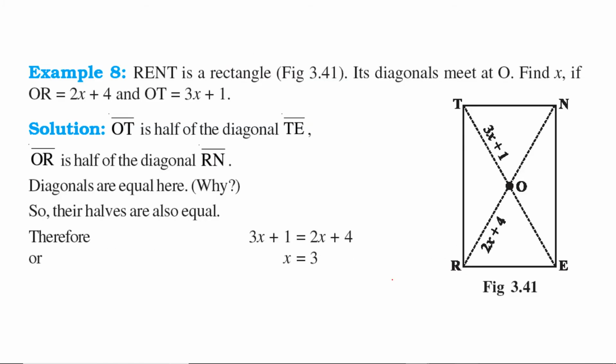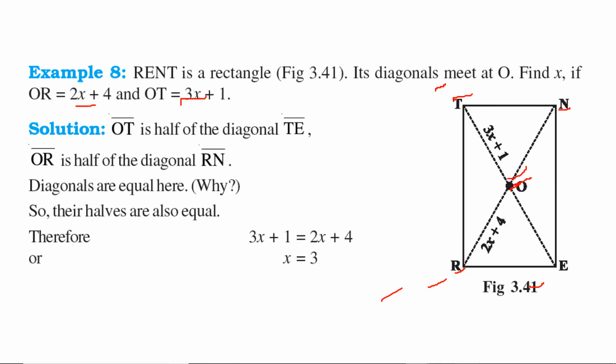We'll take an example here. RENT, this is a rectangle. Its diagonals meet at O. We have to find x. If OR, from O to R, is 2x plus 4, and OT, from O to T, is 3x plus 1. In a rectangle, the diagonals bisect each other.